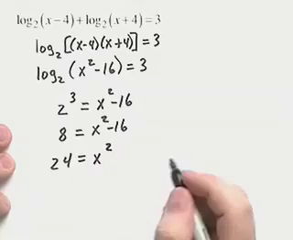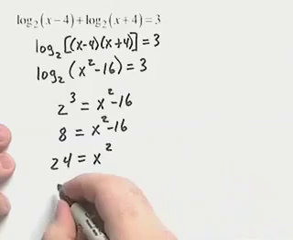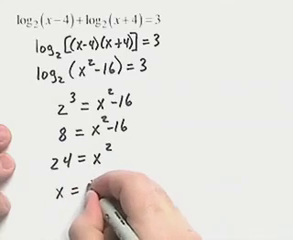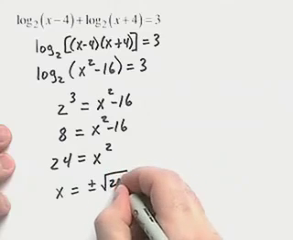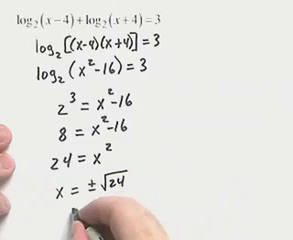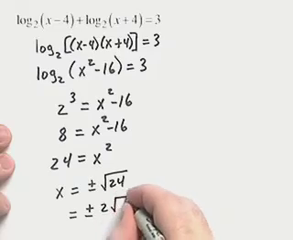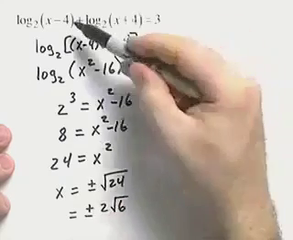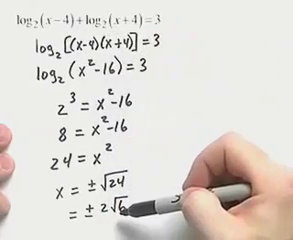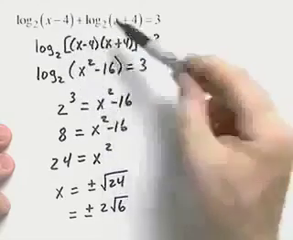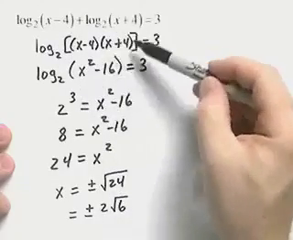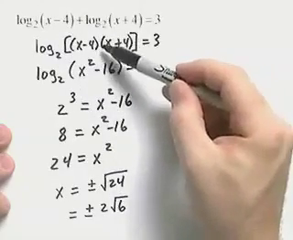To solve for x, we take the square root of both sides. So we get x is equal to plus or minus the square root of 24. And we can simplify this radical as plus or minus 2 root 6. Again, as with a logarithmic equation, we want to check our solutions to make sure that they will work in our original equation. We've changed it by doing the rules for logarithms.